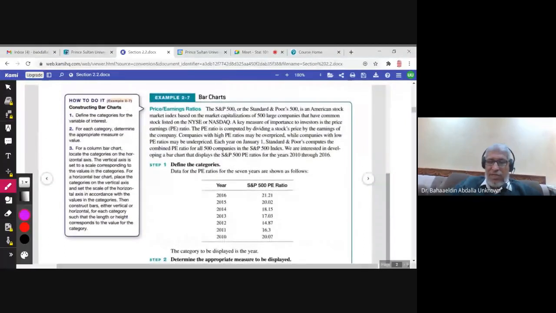So let us construct this bar chart. You need to determine the categories. What are the categories that you will put on the X-axis? Here, from this table, we know the year and the PE ratio in each year. So the categories are the different years. Then for each category, what is the value? These are the values, the PE ratios.